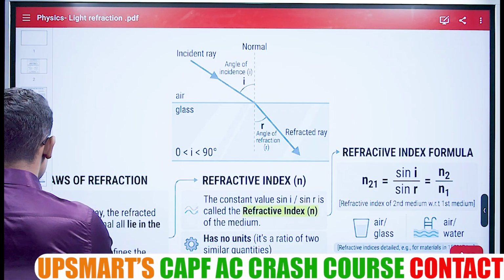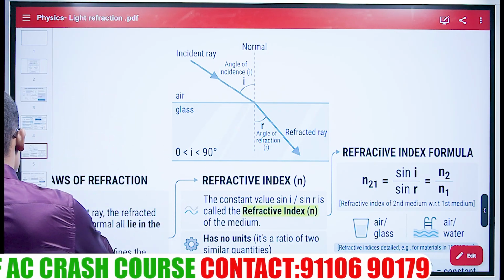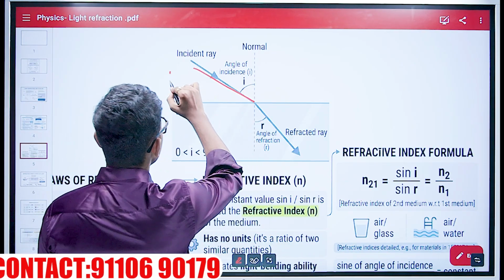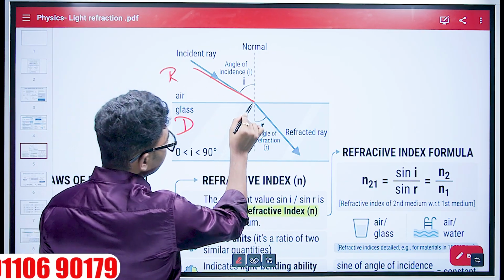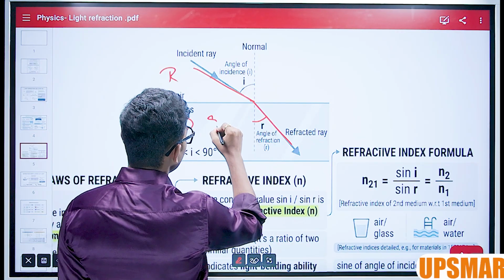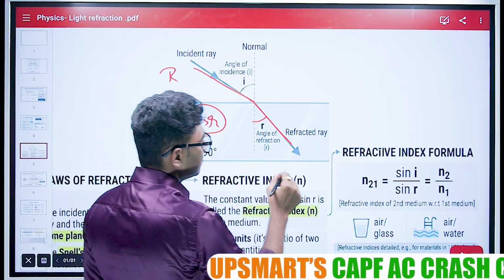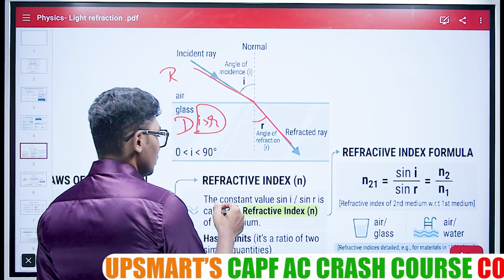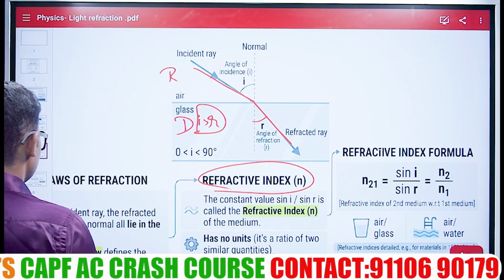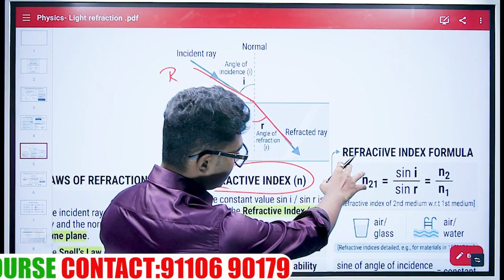The next one, as I have said, by drawing an incident ray passing through a rarer medium to a denser medium, it bends towards the normal. So this I is always greater than R, remember it. Then here the main concept that arises is refractive index. Then there are the laws of refraction. We'll get to know the refractive index.